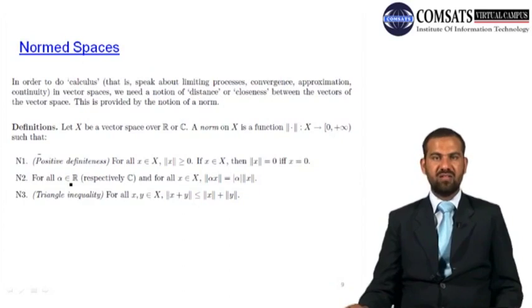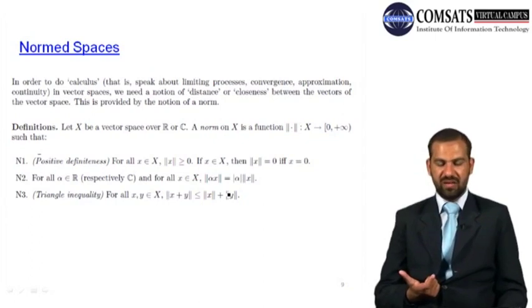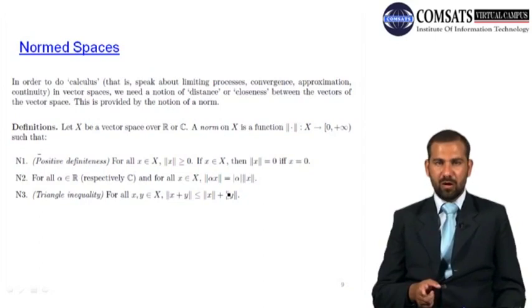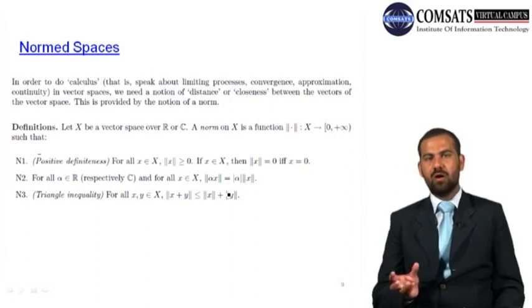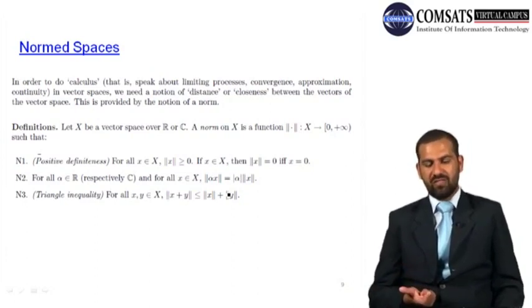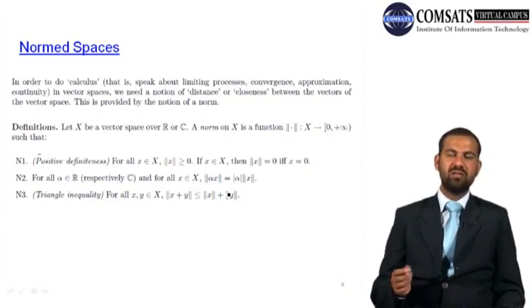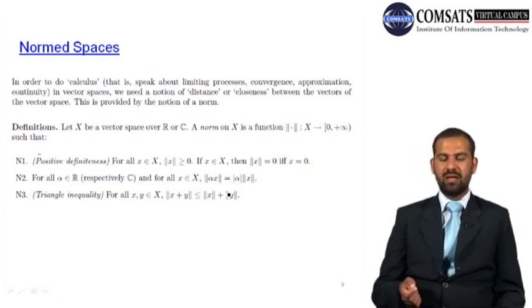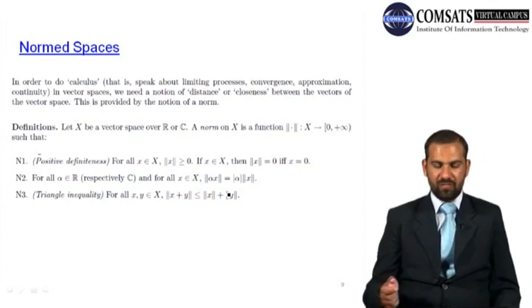respectively, you can take the complex numbers, any field, and then for all x belonging to X, the norm of alpha x is equal to the mod of alpha times the norm of x. Here, if alpha is positive, we know that the mod of alpha is equal to alpha, and if alpha is negative, then the mod of alpha again makes it positive, that is minus alpha, which is the property of mod.